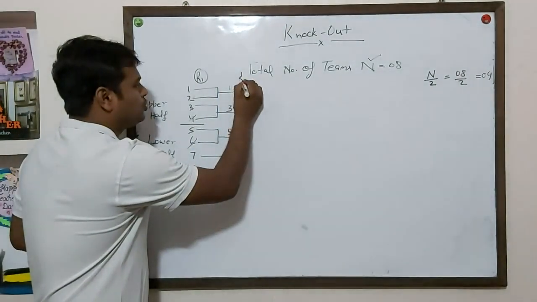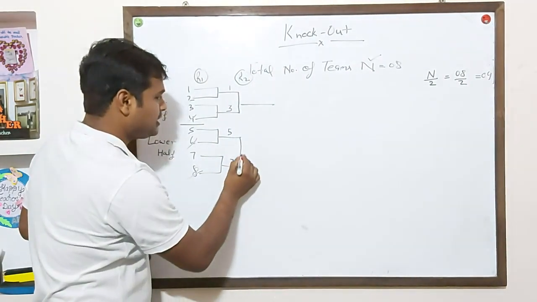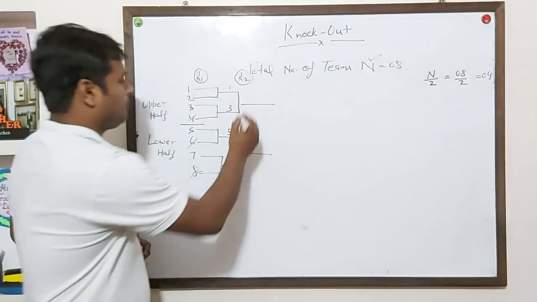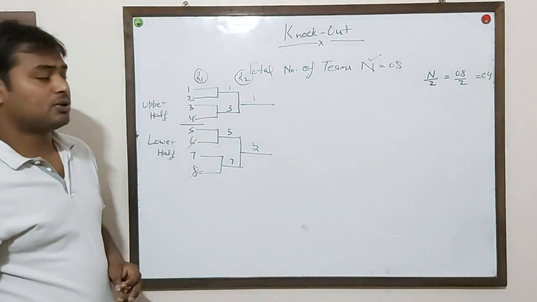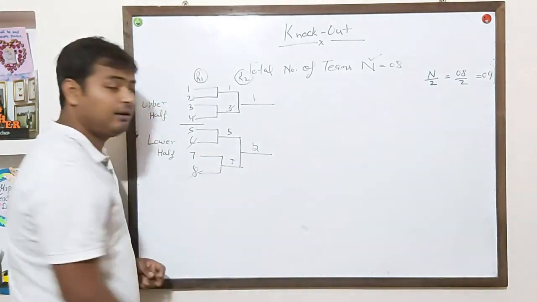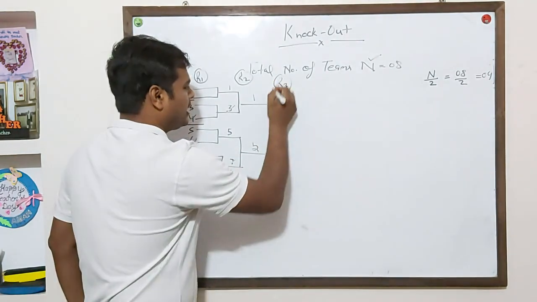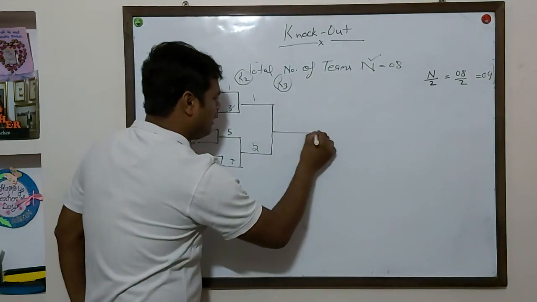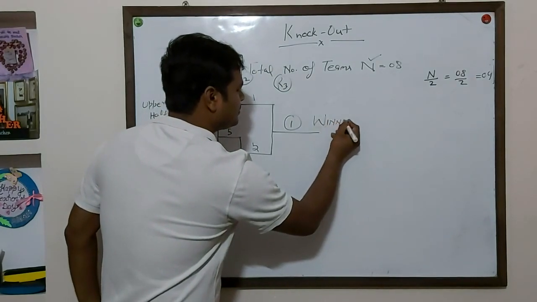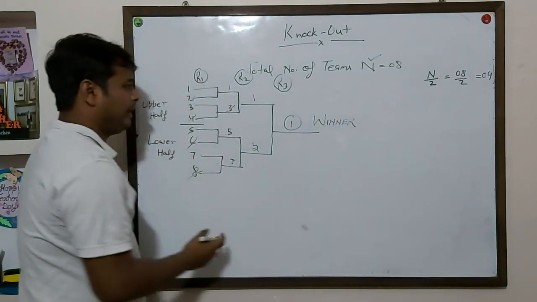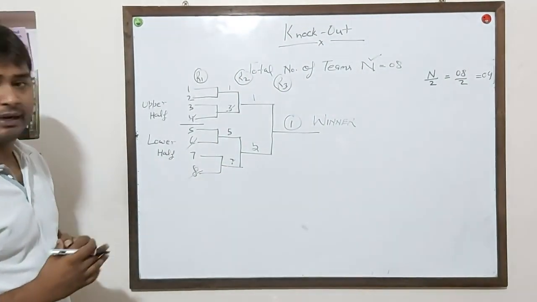Now we will conduct round 2. In round 2, again 1 versus 3, 5 versus 7. Suppose 1 won the match and in this match 5 won. So it means 3 and 7 are eliminated from the tournament. Now we will conduct round 3, which is the last round. 1 versus 5, and suppose 1 won the match, then 1 is our winner. And here our 8 teams picture we can draw in this manner.